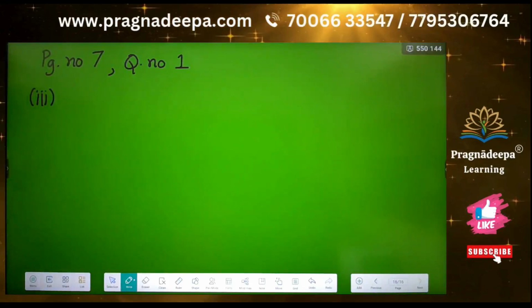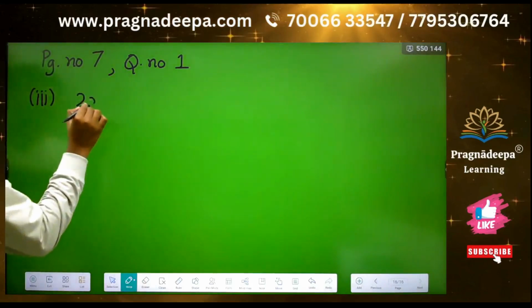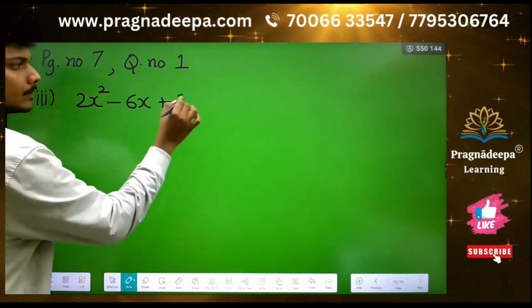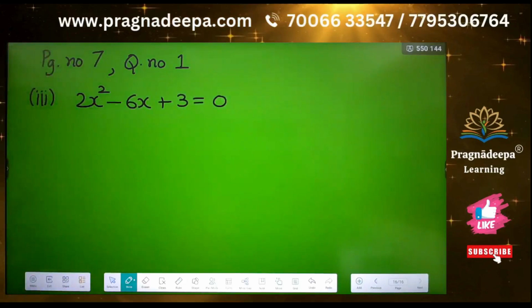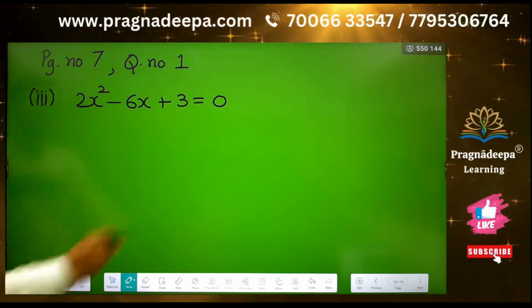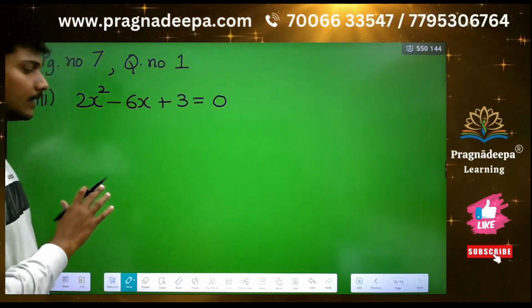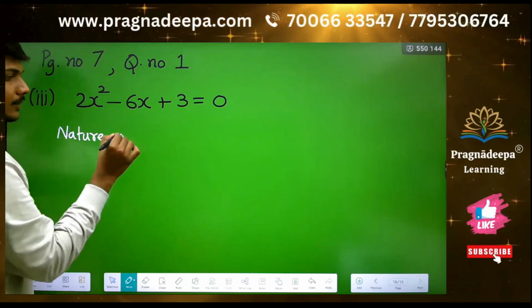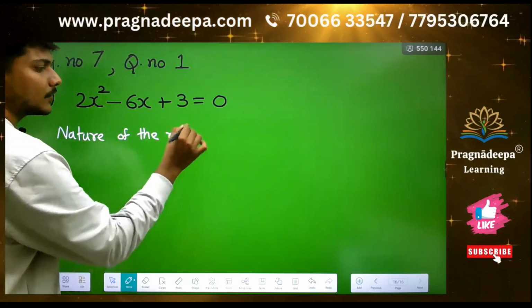What is the third sub question? 2x square minus 6x plus 3 equals 0. So what do you have to find out? Find the nature of the roots of the following quadratic equation. If the real roots exist, find them. So first you need to check whether real roots exist. The first task is finding the nature of the roots, right? To find the nature of the roots, you need to check the discriminant.